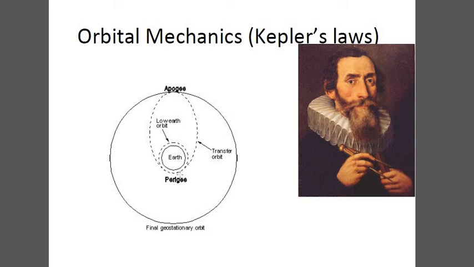So perigee, by seeing the figure you can understand what it is. The term perigee is the point in the orbit of a satellite at which it is nearest to the Earth.